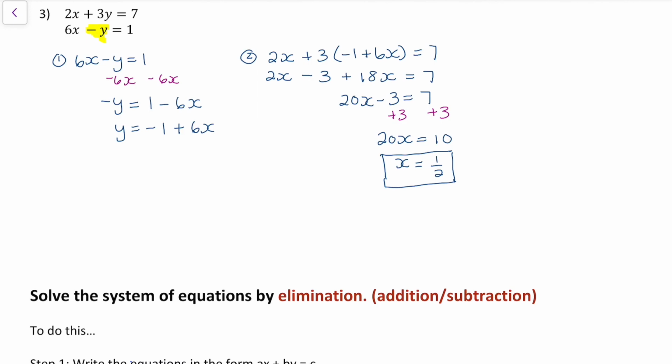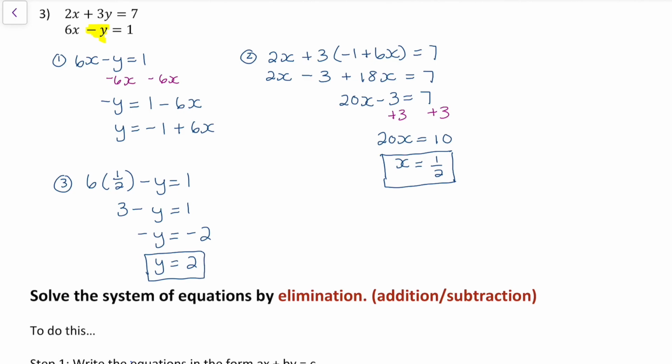I'm then going to substitute that into one of my equations to figure out y. So 6 times 1/2 minus y equals 1. 3 minus y equals 1. So minus y equals 1 take away 3, or negative 2. So y equals 2. So I subtracted 3 from both sides here, and then I multiplied or divided by a -1 in order to get my y to be positive.